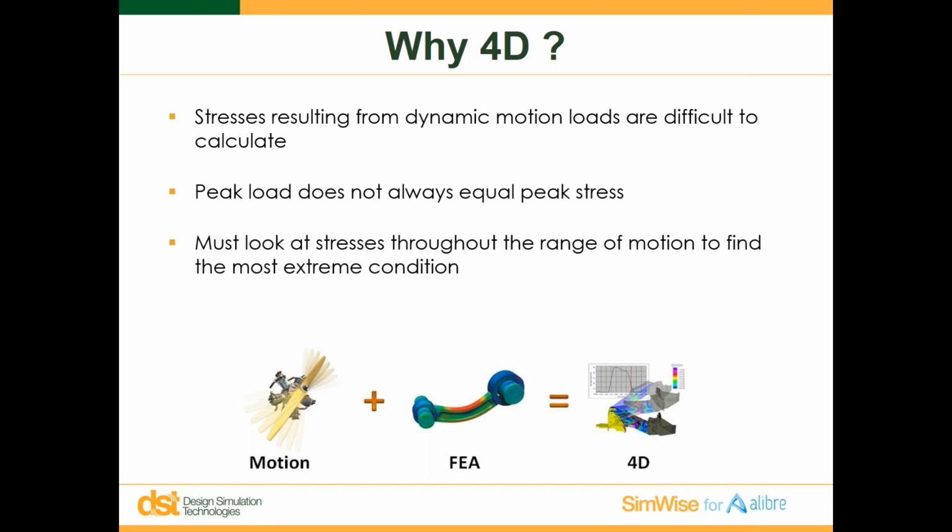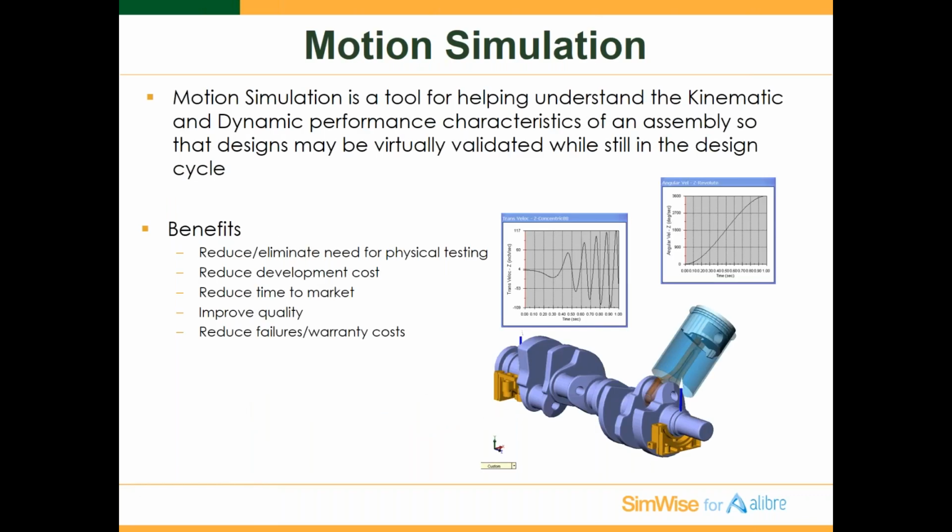So in order to find out where the worst case stress condition occurs, we need to look at the full range of motion of the assembly as it moves. And this is what 4D does. It combines motion simulation and finite element analysis. And it automatically takes these boundary conditions, these loads that result from the motion, and applies them to the finite element analysis model.